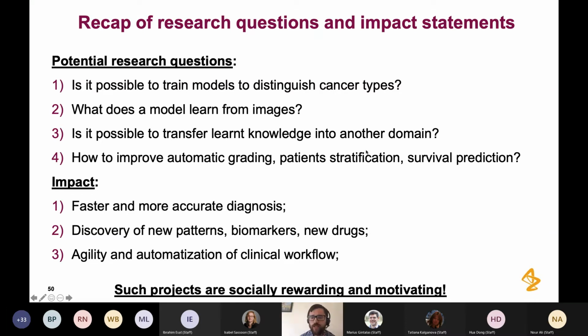Of course, since data is scarce, we would like to transfer learned knowledge into another domain. We learned on breast cancer, we would like to transfer it to lung cancer. And we would like to automate the clinical workflow in many stages. And again, I think there is a lot of impact there. AI can help with faster and more accurate diagnosis, and discovering new patterns, biomarkers, new drugs. We learn more about cancer, we learn more about potential biomarkers, and we develop more drugs.